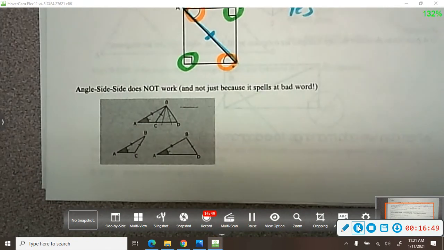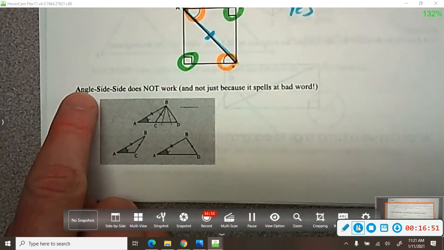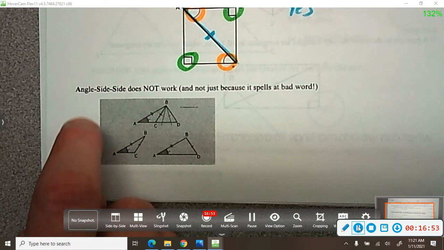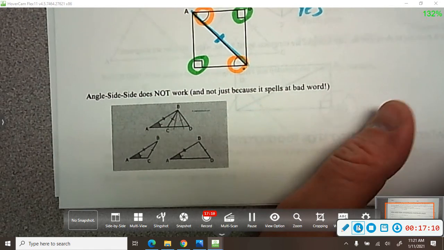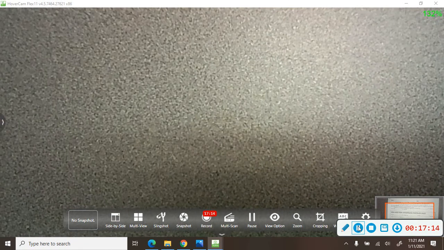Now, angle side angle, if you look at the first, it does not work, and not just because it spells a bad word. So ASS does not work. Most math teachers call it SSA. SSA is not enough information. And if you look it up, it's also called the HL Theorem.